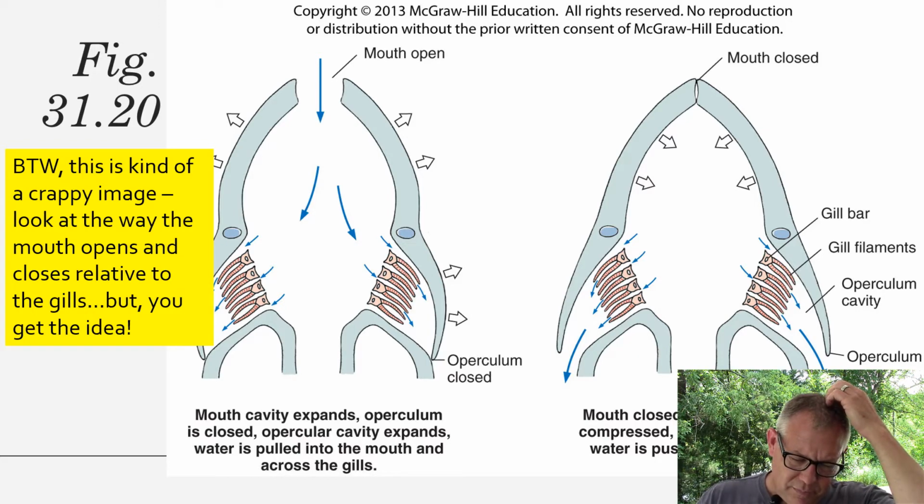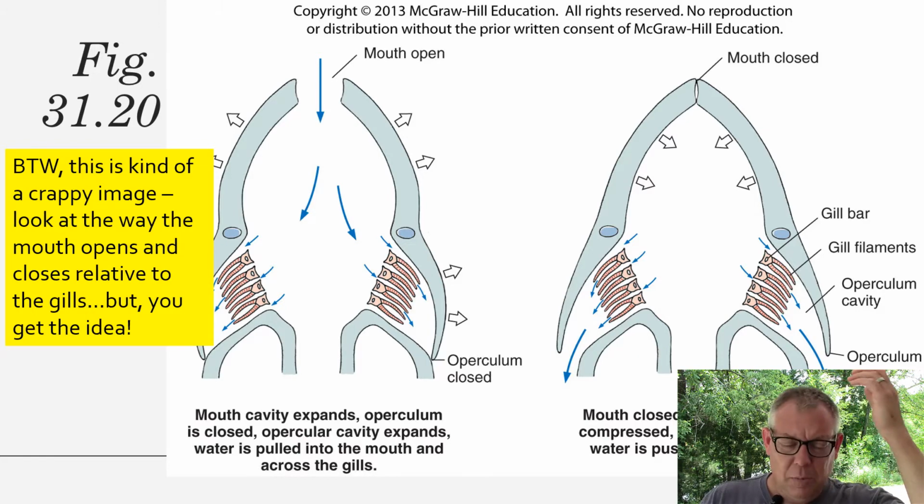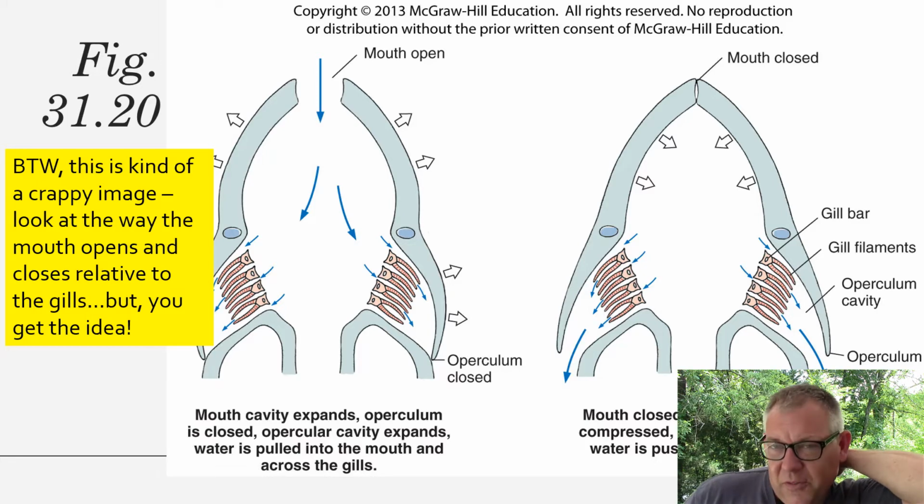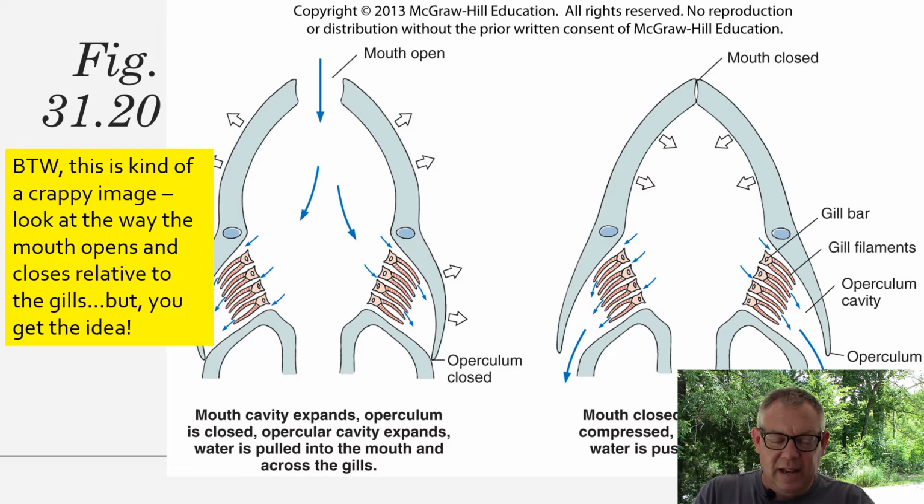I don't know, maybe I'm missing something here. Maybe somebody who understands this better can explain it to me. But to me, it looks like the mouth and the gills are at 90 degrees to each other relative to a fish. But it doesn't matter. It's just me being picky. You get the idea of the mouth opening and the opercular covers closing, and vice versa, and how the pressure makes water move.